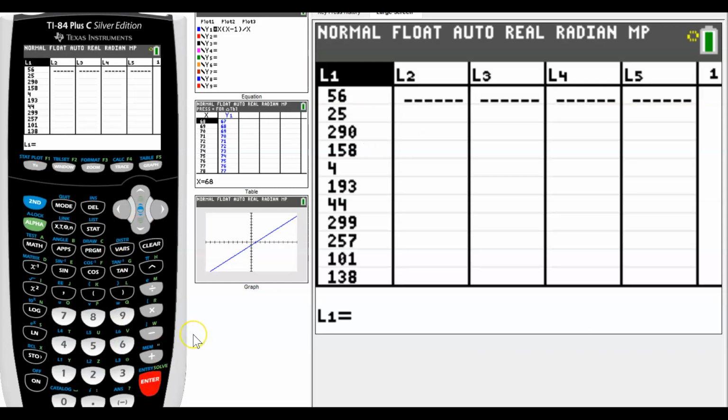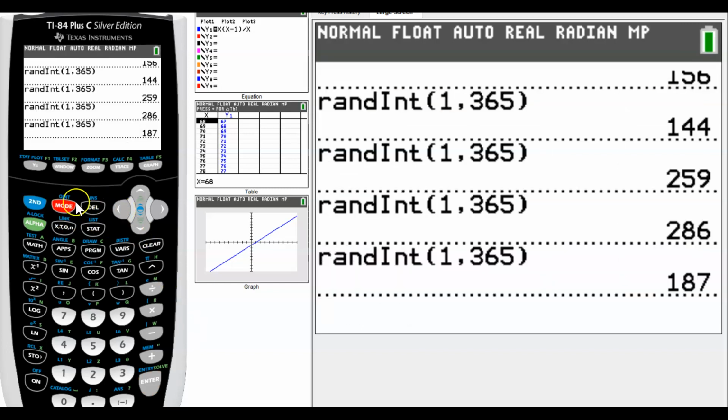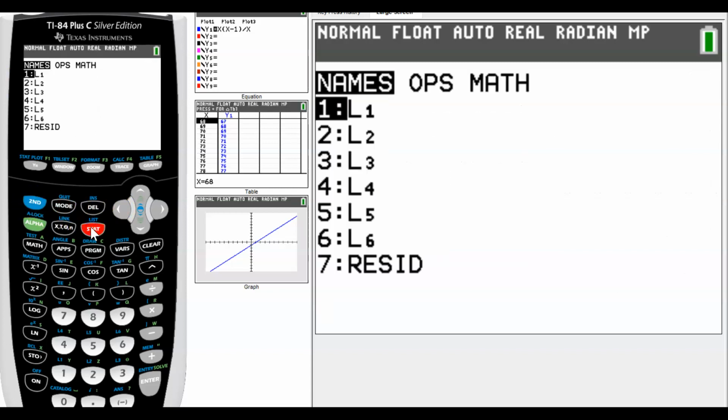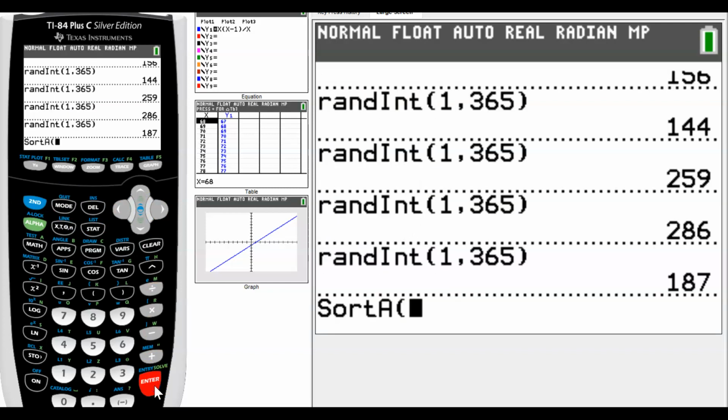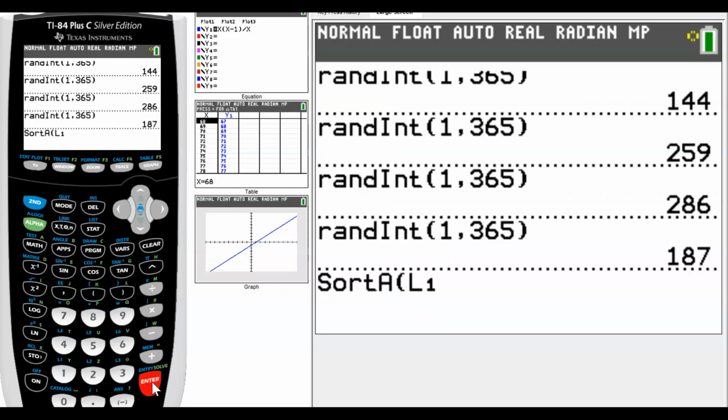So now when I press enter and I execute that, I'm going to get a list of 20 birthdays. And I'm just going to observe how many times did I get a match. So I'm going to quit out of here. Now to make this a little bit easier, I'll show you if we hit second stat, so second button in list, and we go to our options, we can tell the calculator to sort that list for us. It's going to make it a lot easier. So I'm just going to say sort list 1, press enter.